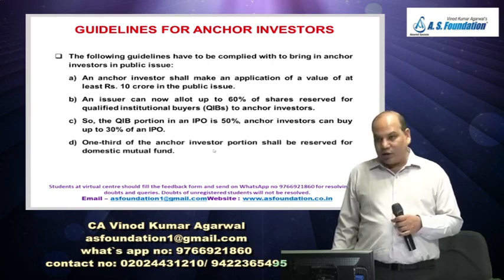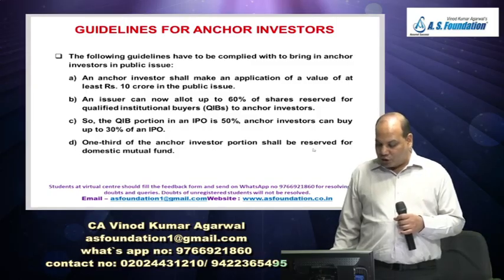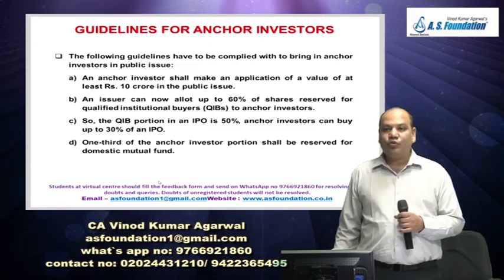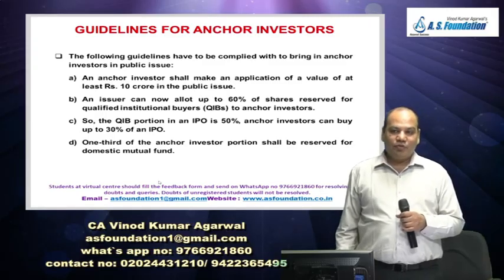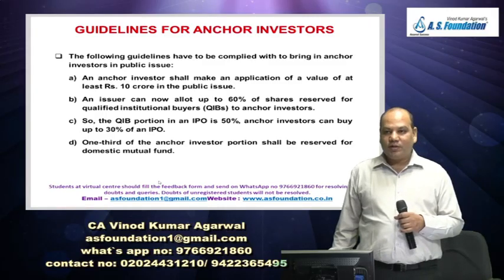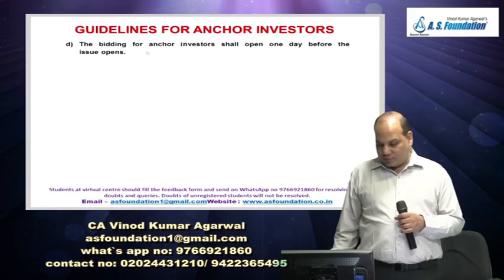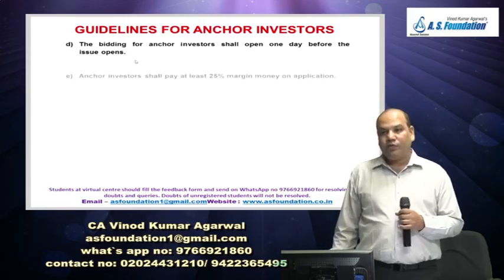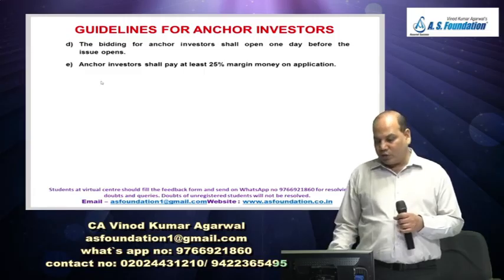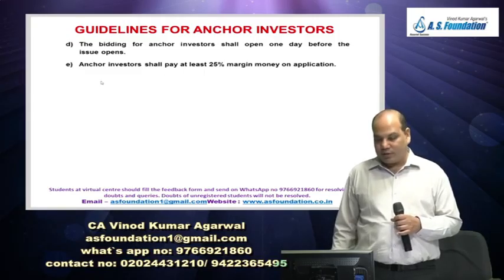One third of the anchor investor portion, again here one condition, shall be reserved for domestic mutual funds. You should not issue the entire share to foreign companies. Okay. So one third will go to domestic mutual funds. The bidding for anchor investors shall open 1 day before the issue opens. Just 1 day before they have to complete this.